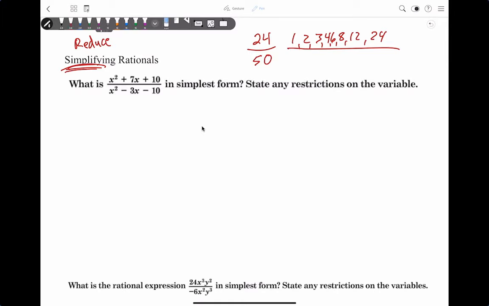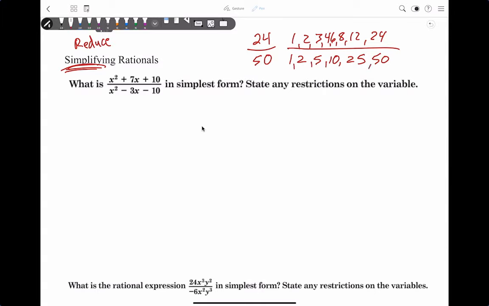For 50, you have 1 and 50. You have 2 and 25. You can't divide by 3 and you can't divide by 4 because you'll have remainders, but you can divide by 5. So you can have 5 and 10. So these are factors of 50.